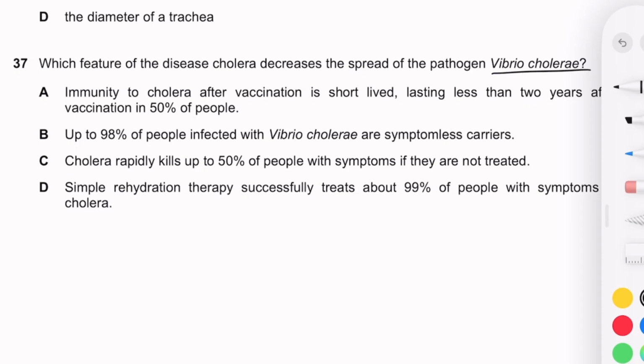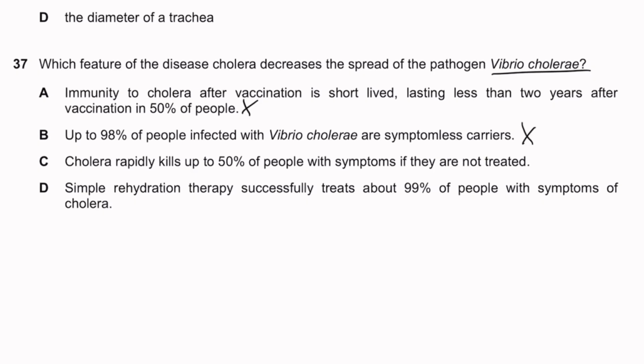The immunity of cholera after vaccination is short-lived, lasting less than 2 years after vaccination, 50% of people. This does not decrease the spread of cholera; it increases it. Up to 98% of people infected with Vibrio cholerae are symptomless carriers. Again, it increases the spread of cholera because if you do not know that the person in front of you has cholera, you would not really care if he provides you the food, and you would not really care to clean the food or apply any substances in order to prevent it from being infectious to you and so on.